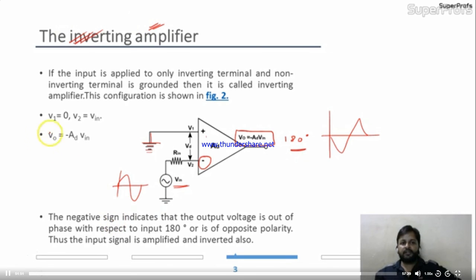Is it okay? So V1 is 0 over here, V2 is Vin, applied at the inverting terminal. So V0 will be minus AD into Vin. The negative sign indicates that the output voltage is out of phase with respect to the input by 180 degree, or opposite in polarity. Thus the input signal is amplified and inverted also. I hope the point is clear.